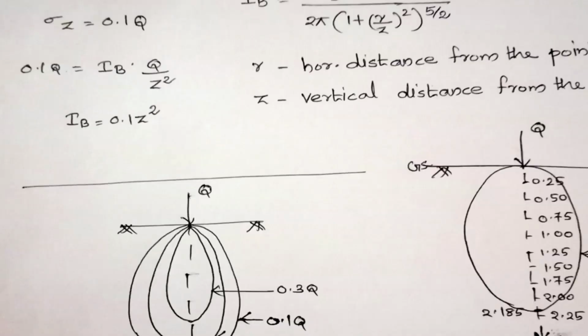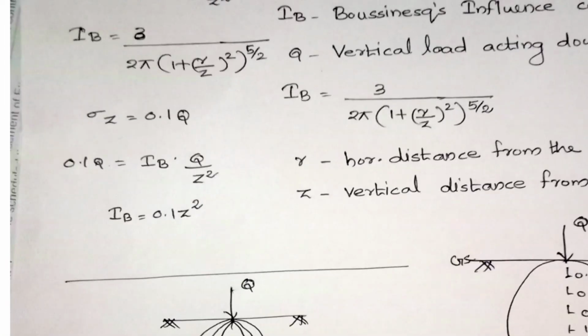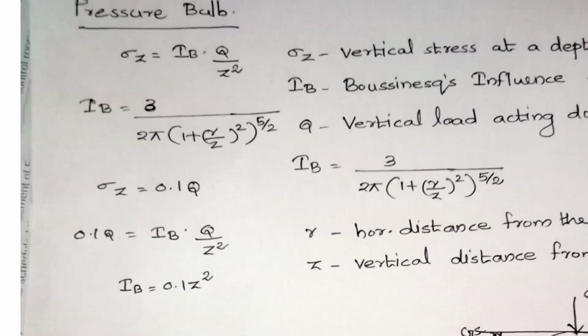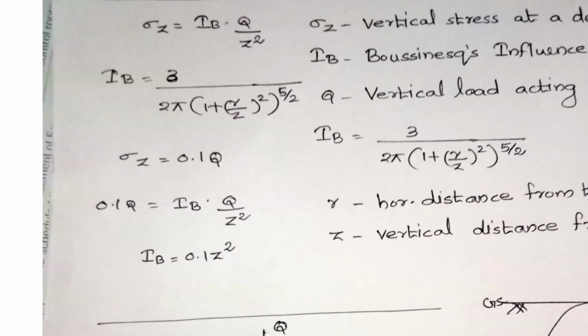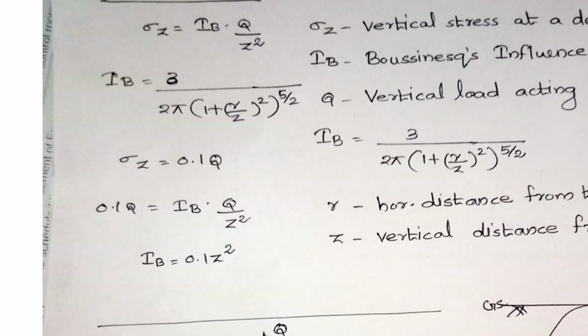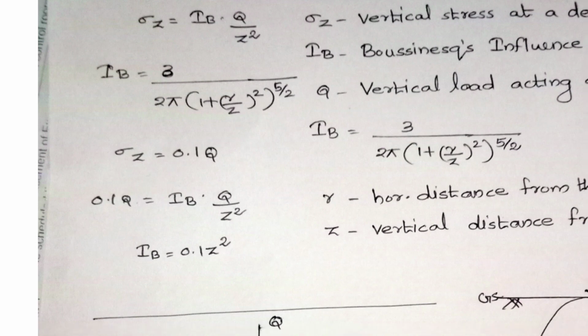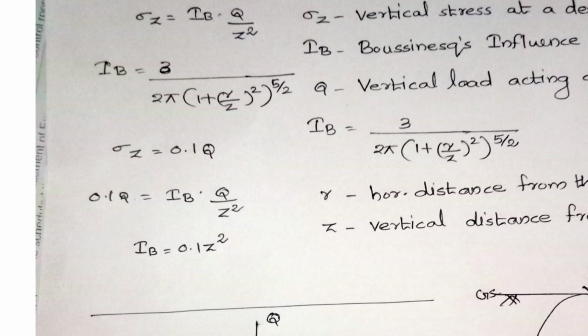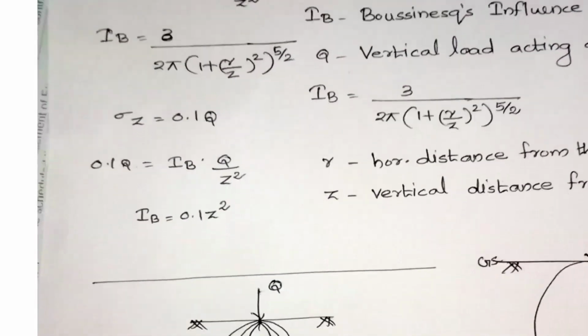Okay, so here we are first trying to draw the isobar of stress intensity 0.1 Q. So we can write sigma z equal to 0.1 Q. So in this equation, sigma z equal to 0.1 Q, which is equal to IB into Q divided by z square. Here IB is 3 divided by 2 pi into (1 plus (r by z) whole square) whole raised to 5 by 2. So from both sides, Q will cancel, and IB will be equal to 0.1 z square.